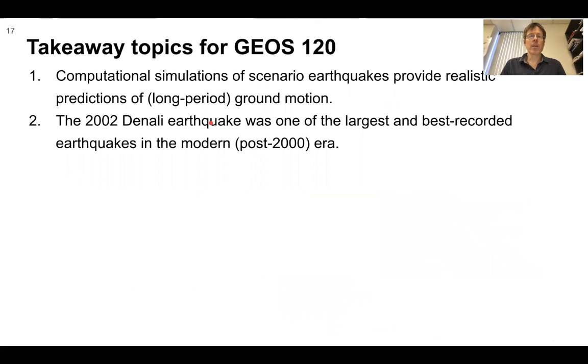So the takeaway topics, first, is that computational simulations of scenario earthquakes can provide realistic predictions of long period ground motion. Also, the 2002 Denali earthquake was one of the largest and best recorded earthquakes in the modern post-2000 era. And in this case was valuable as an input for understanding what could be possible in Southern California, where they have not had that kind of an earthquake in a long time.